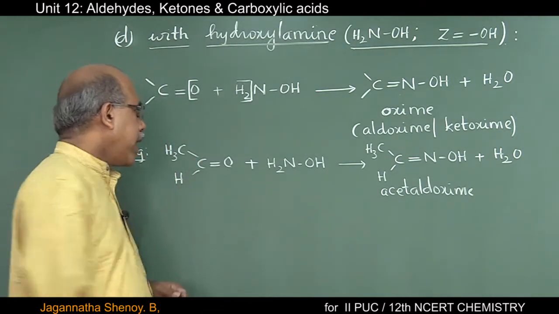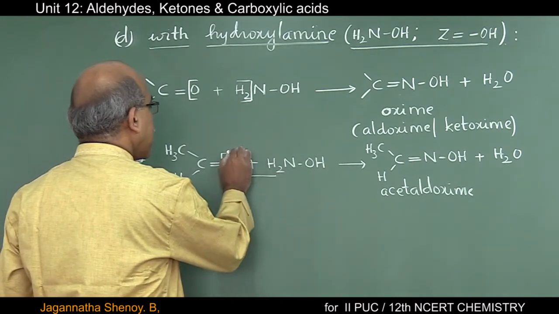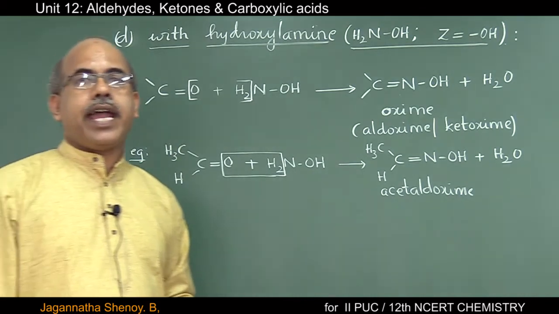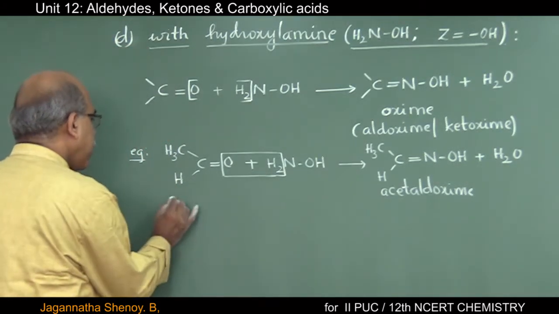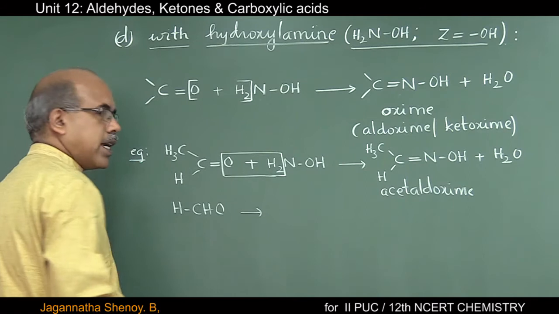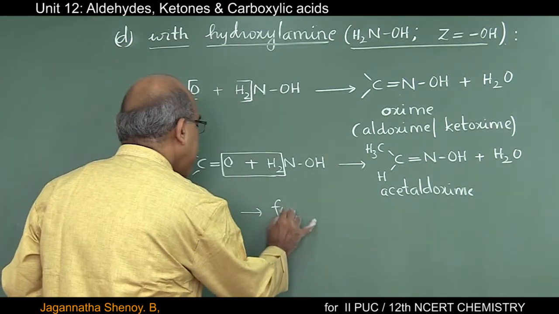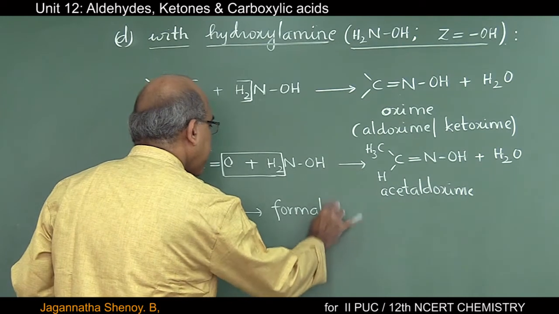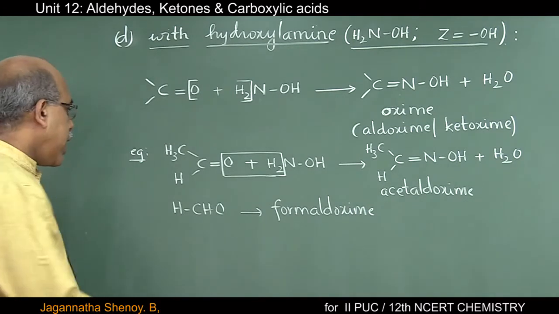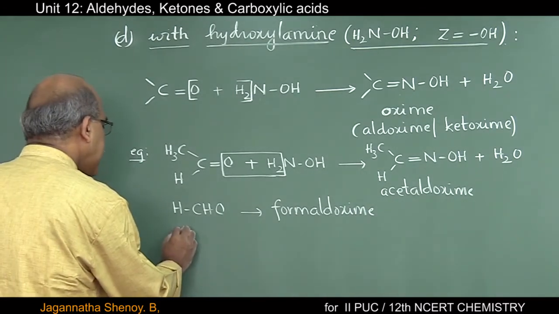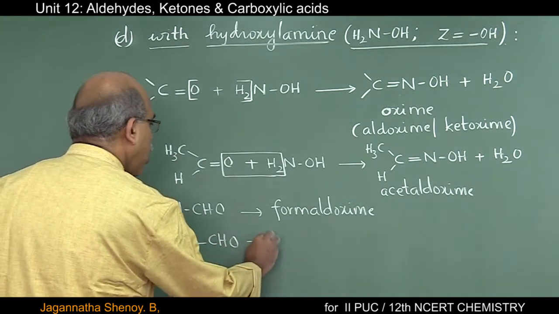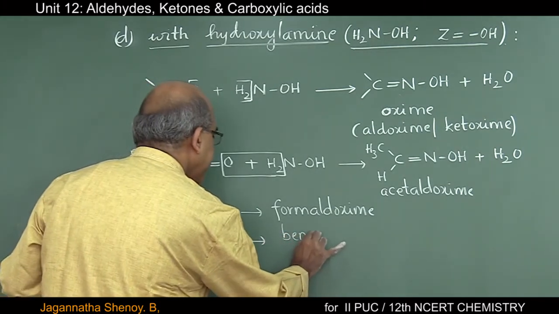Now, in the same way, it is possible to write the equation for the reaction of hydroxylamine with the different aldehydes and ketones. Now, if suppose I start from formaldehyde, whatever product is obtained is called formaldoxime. For acetaldehyde, I have already written acetaldoxime. So if I go with, let us say, benzaldehyde, the product obtained is called benzaldoxime.